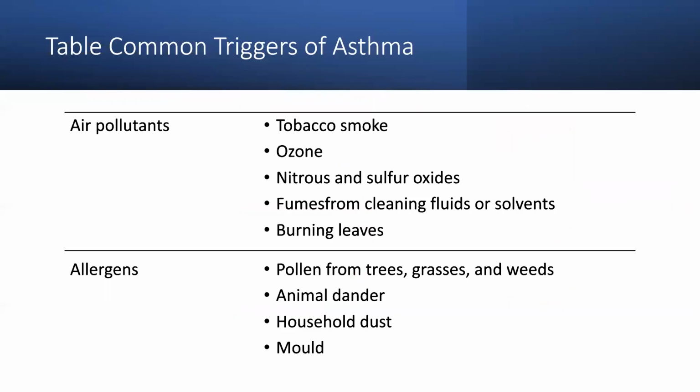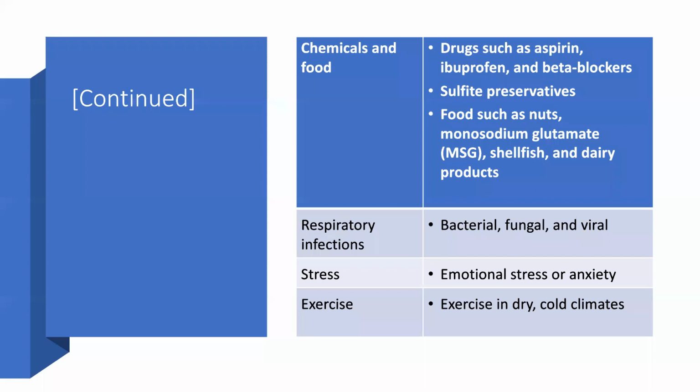So there are common triggers of asthma: air pollutants, tobacco smoke, ozone, nitrous and sulfur oxides, fumes from cleaning fluids or solvents, burning leaves. Allergens, such as pollen from trees, grasses and weeds, animal dander, household dust, and mold. Some chemicals in foods and drugs such as aspirin, ibuprofen, and beta blockers, sulfide preservatives, foods such as nuts, monosodium glutamate, MSG, shellfish, and dairy products.